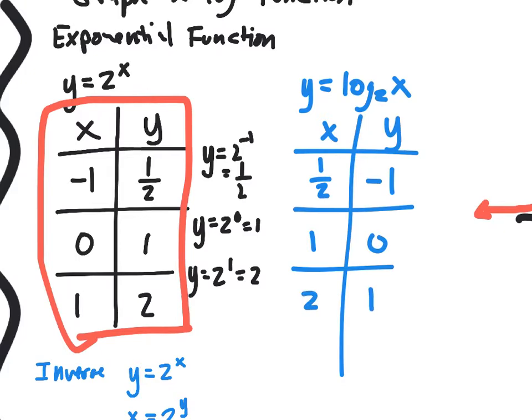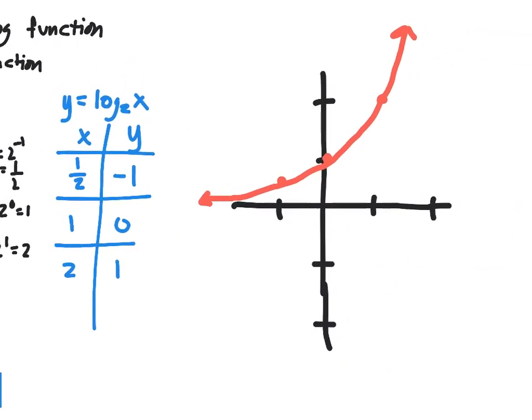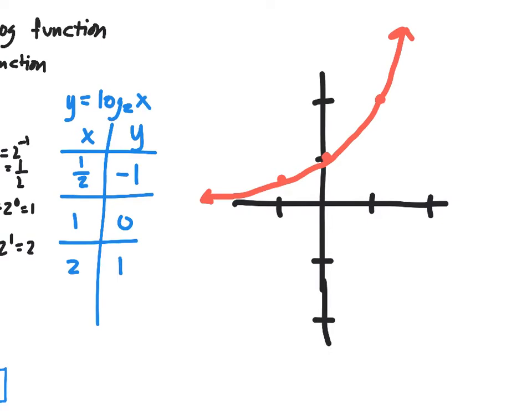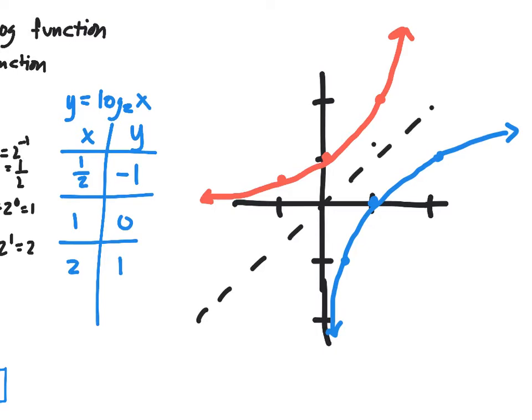And then I'm going to plot those points on the same graph over here. If I plot 1/2, -1, it's this point here. I'm going to plot the point 1, 0 here, and I'm going to plot the point 2, 1. So what I end up getting is the inverse function that looks like this. And what I know is that these are going to be reflected over the line y equals x. So that's what I have. Those are the points on my graph.